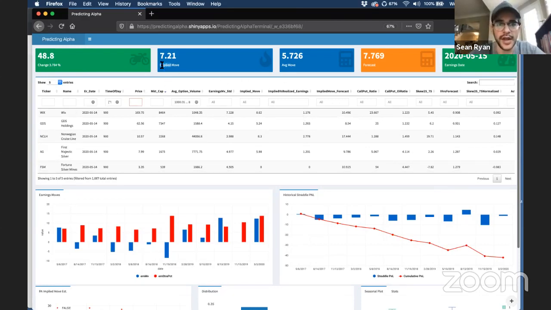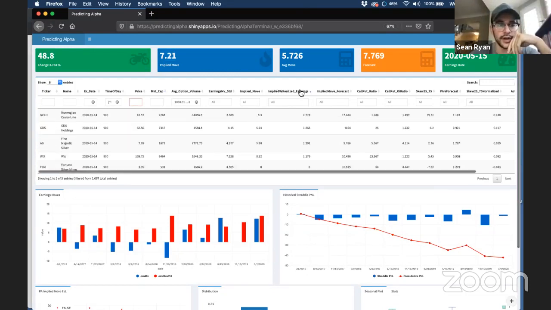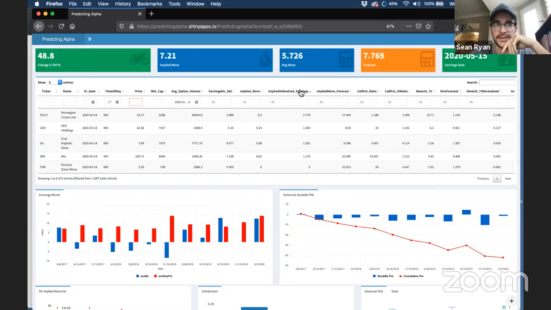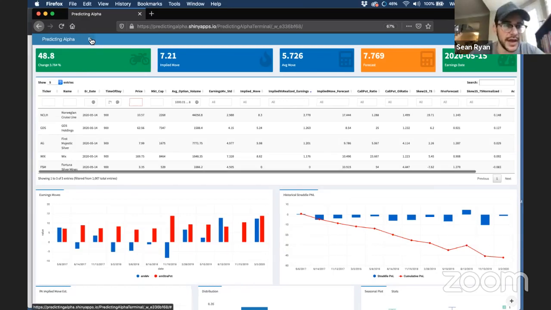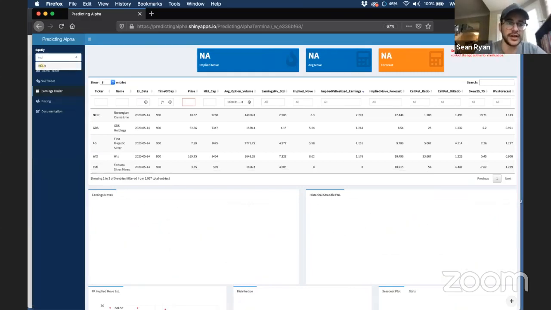I want to look at the implied move versus the realized earnings, right? So this is the move that happens on average, and this is the implied move for this event. So I want to sort by that, so I can get an idea of where the market is expecting a bigger move than average. And one that we see right off the bat is NCLH, right? The Norwegian Cruise Line. So let's take a look at what's going on here.